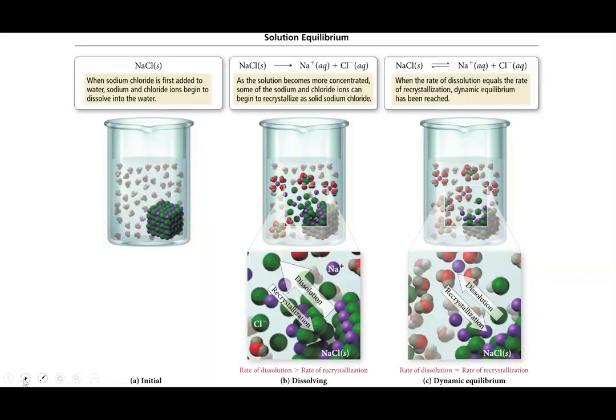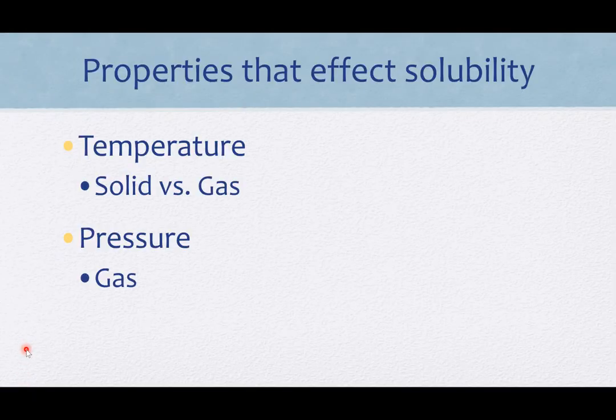Now we're going to move forward into something a little bit easier, a little bit more intuitive. We're going to talk qualitatively, so in the absence of numbers, about properties that affect solubility. So how can we increase the solubility, get more of something dissolved? Or how do we decrease the solubility where less gets dissolved? So that's the next thing we're going to talk about.